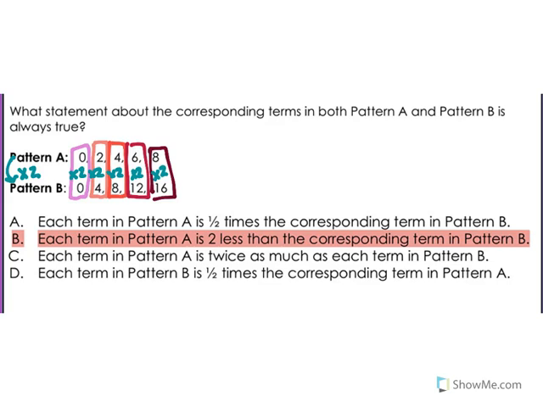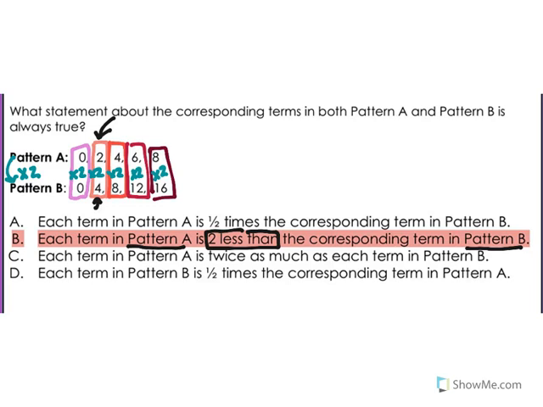Now let's talk about the error many of us made. About 7 of us chose B. B said that each term in pattern A was 2 less than the term in pattern B. The mistake we made is we only focused in right here, where that's true. The term in pattern A is 2 less than the term in pattern B, but it's not consistent.